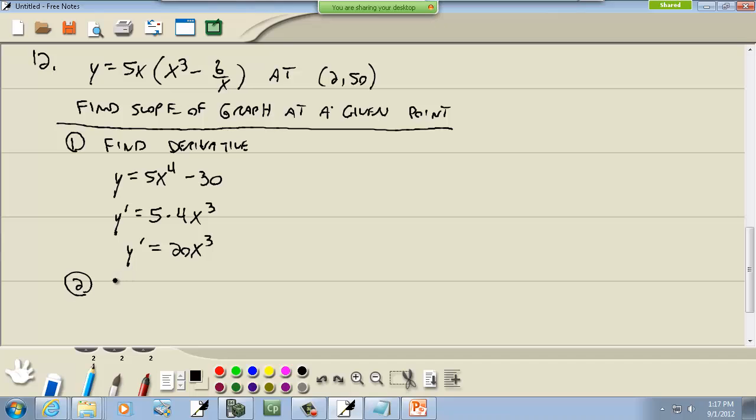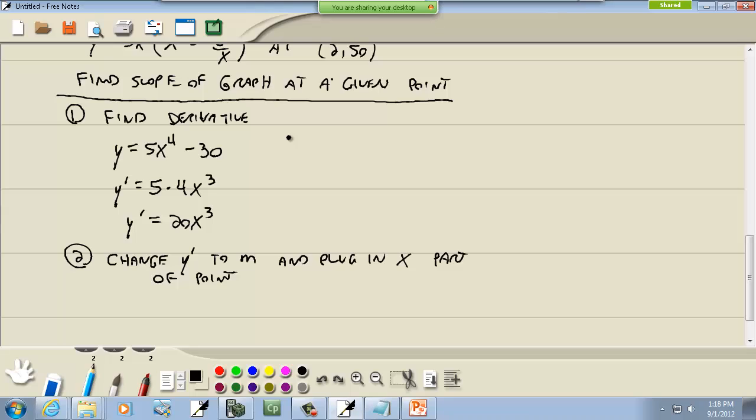Now I'm going to write this in terms of y prime, but it's really whatever notation you have. Change y prime to m, and plug in the x part of our point. Well, the x part of our point is right up here. This is x, this is y, so x is 2. Okay, so we're going to change y prime to m, and we'll plug 2 in for x.